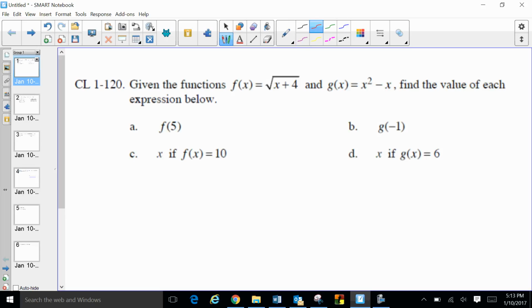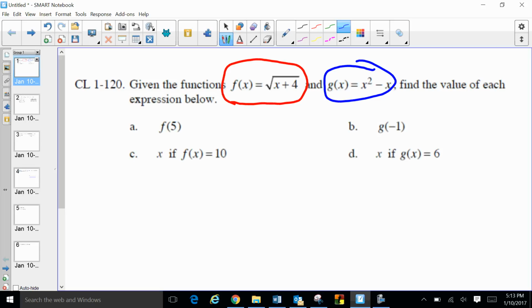But A and C both have to do with f of x. So you would use f of x that I circled there in red. If you wanted to use B or D, you could do g of x, which I have circled in blue.